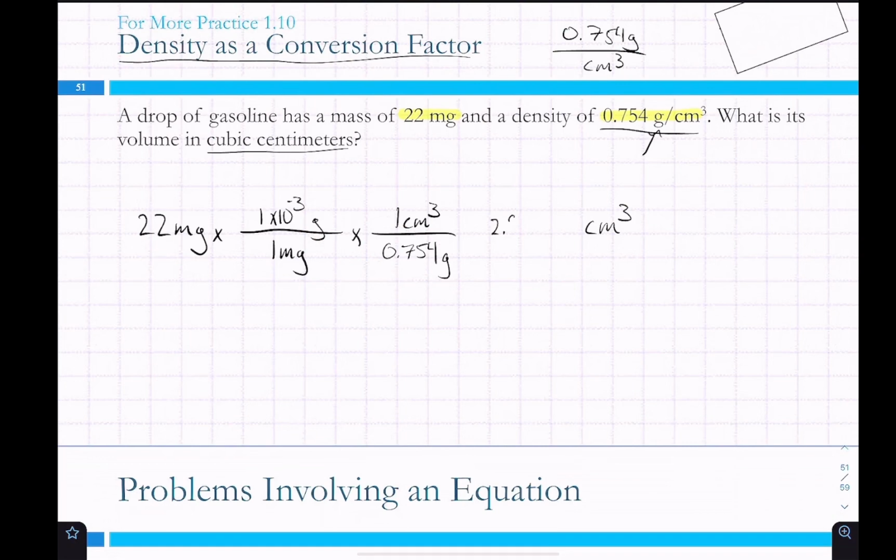So I'll have 2.9 times 10 to the negative 2. And why do we use just 2 sig figs here? Because our initial has just 2 sig figs.